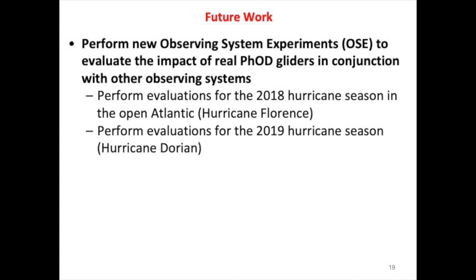George, thank you. I think we have time for one question, and I think Dr. Stephen Howden asked, George, are the gliders assimilated along their track or treated as localized vertical profiles?